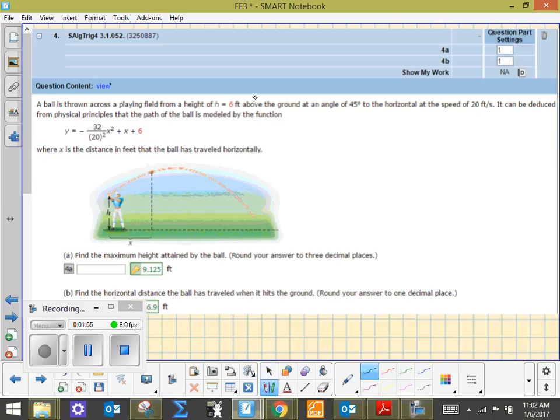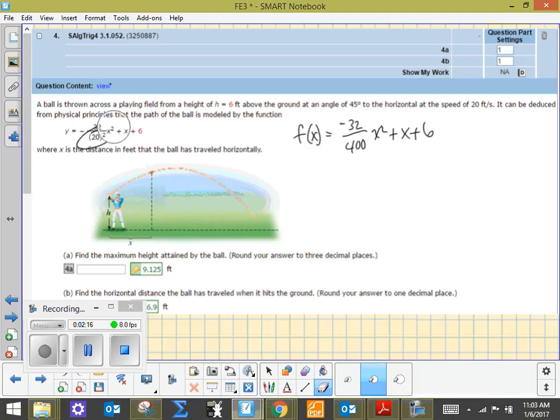This question is very similar, except now this is a displacement type question instead of a position question, but it's really all the same procedure. F of x is equal to negative 32 over 400, x squared plus x plus 6. I'm not sure why they write 20 squared there instead of 400. We're going to go ahead and use x is equal to the opposite of b over 2a now. They want to know, it says find the maximum height of the ball.